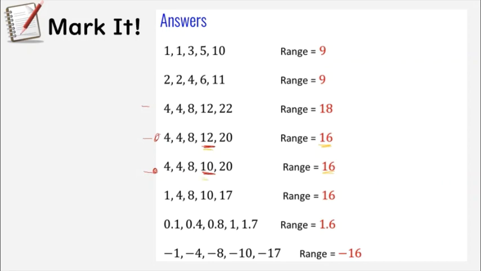Well, the reason the range didn't change was because we work it out by taking the biggest value, take away the smallest, and the 12 and the 10 were neither the biggest or smallest. So it doesn't matter what those values changed to, as long as it wasn't the biggest or the smallest, it keeps the range the same. So really well done if you were noticing those changes.